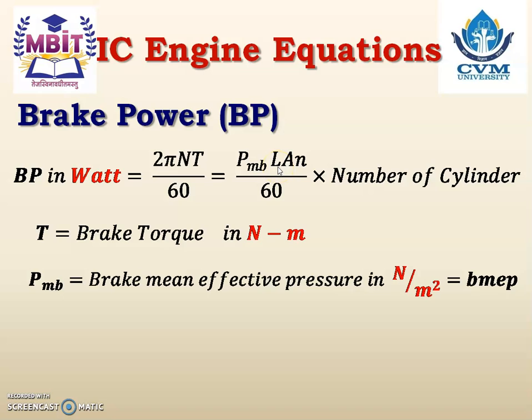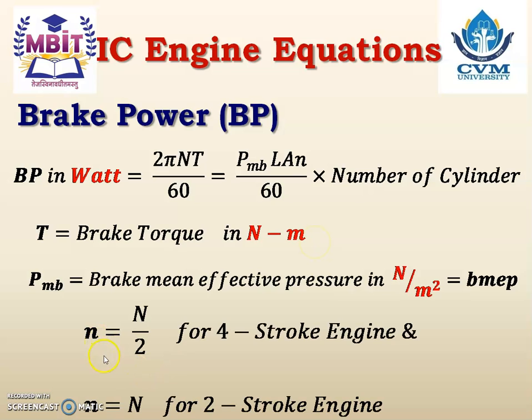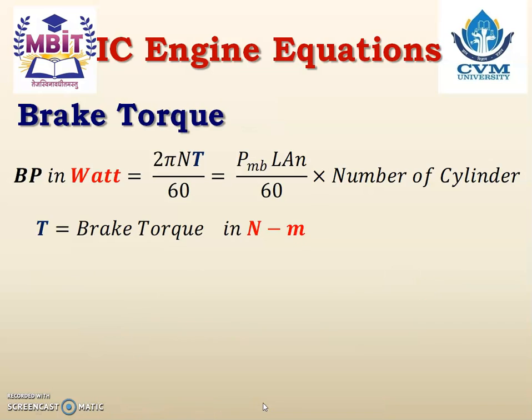L, we have already studied. Area, pi by 4 d square. Small n, again recalling, small n is equals to capital N by 2 for 4-stroke engine, and small n is equals to capital N for 2-stroke engine.